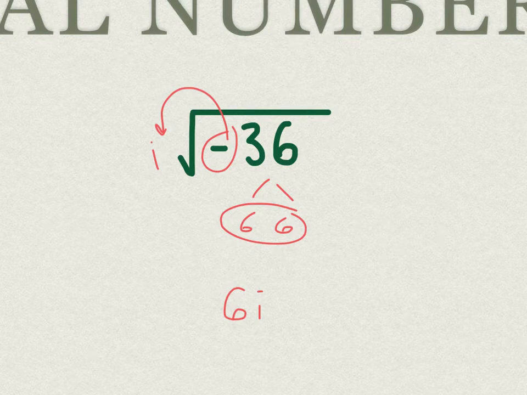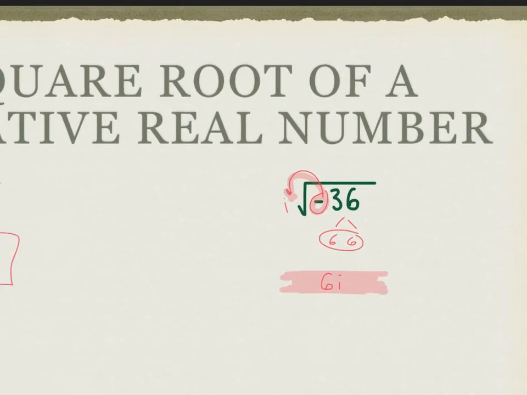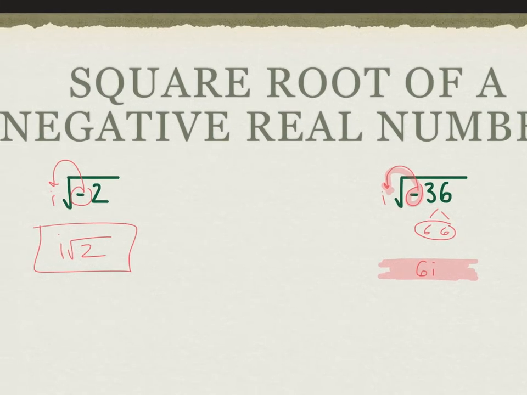So the negative 1 comes out, turns into an i, and then you always write the i after the number, so it would be 6i. It wouldn't be i6. Because in the previous one we couldn't take out anything from our square root, that's why we have to keep the square root with it, but just the square root of 36, we could simplify into a whole number.